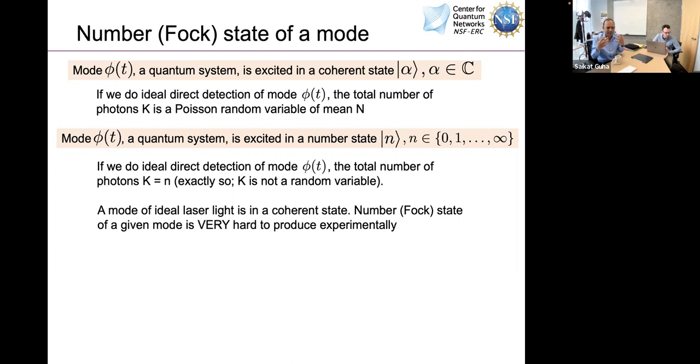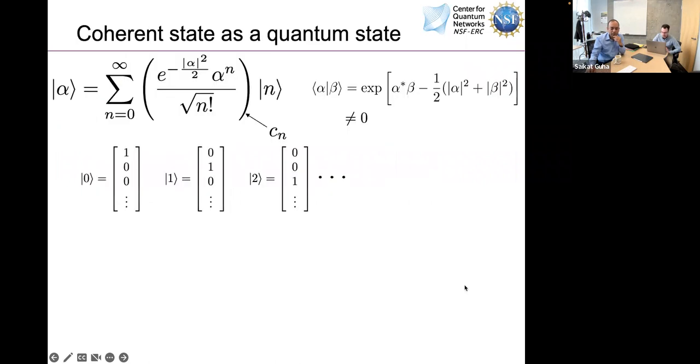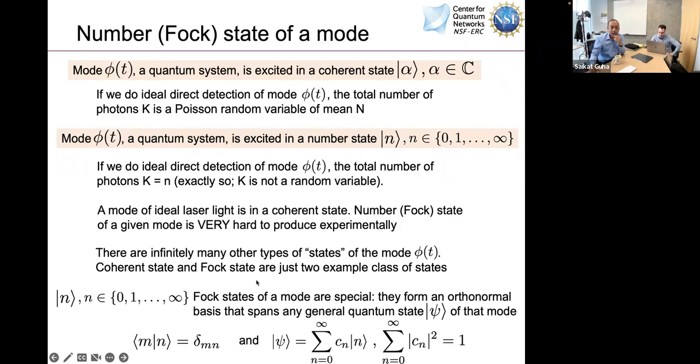So it's a highly non-classical state of light. But one thing that you immediately realize is that if you take these Fock states, there are infinitely many states of this mode phi t. But if you take this Fock state, and if you do ideal photon detection, then you can tell them apart with 0 probability of error, right? Because the number of clicks will match the state that you had.